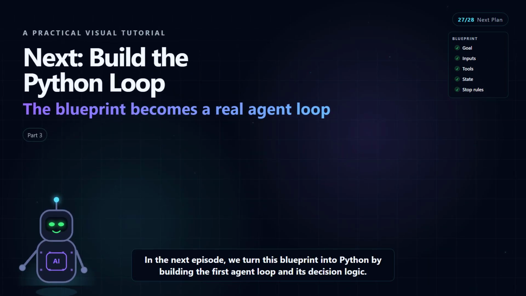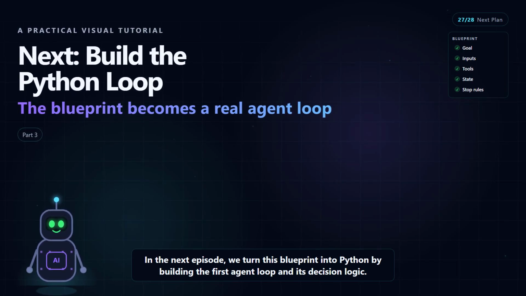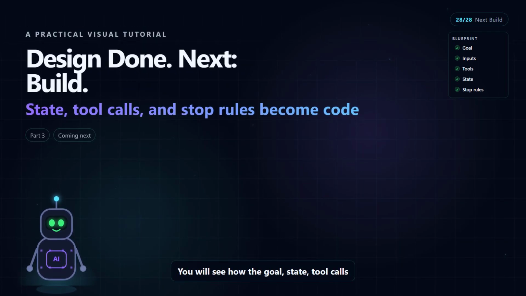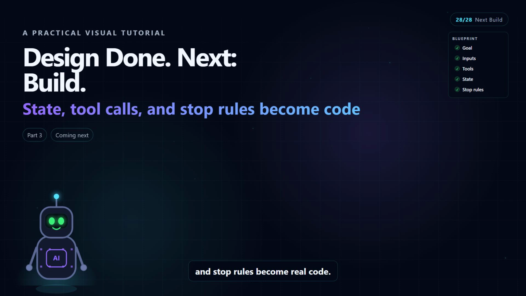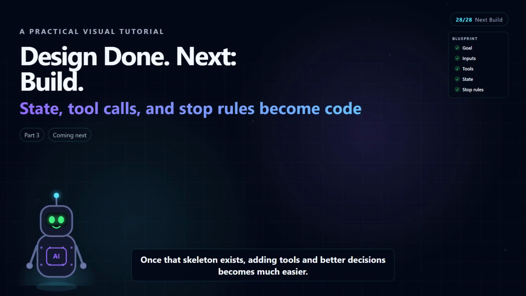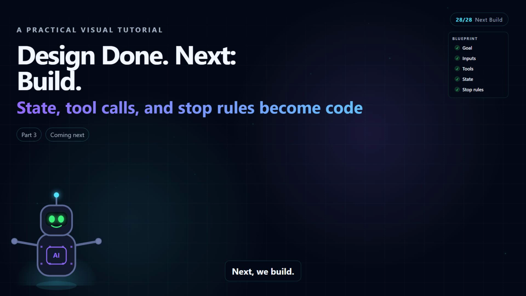In the next episode, we turn this blueprint into Python by building the first agent loop and its decision logic. You will see how the goal, state, tool calls, and stop rules become real code. Once that skeleton exists, adding tools and better decisions becomes much easier. The design is done. Next, we build.